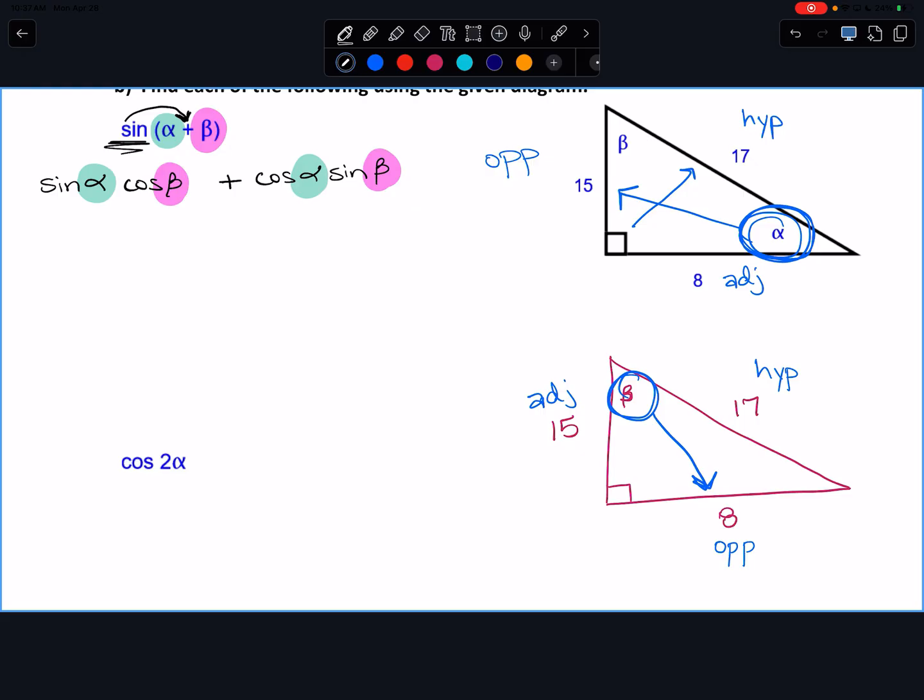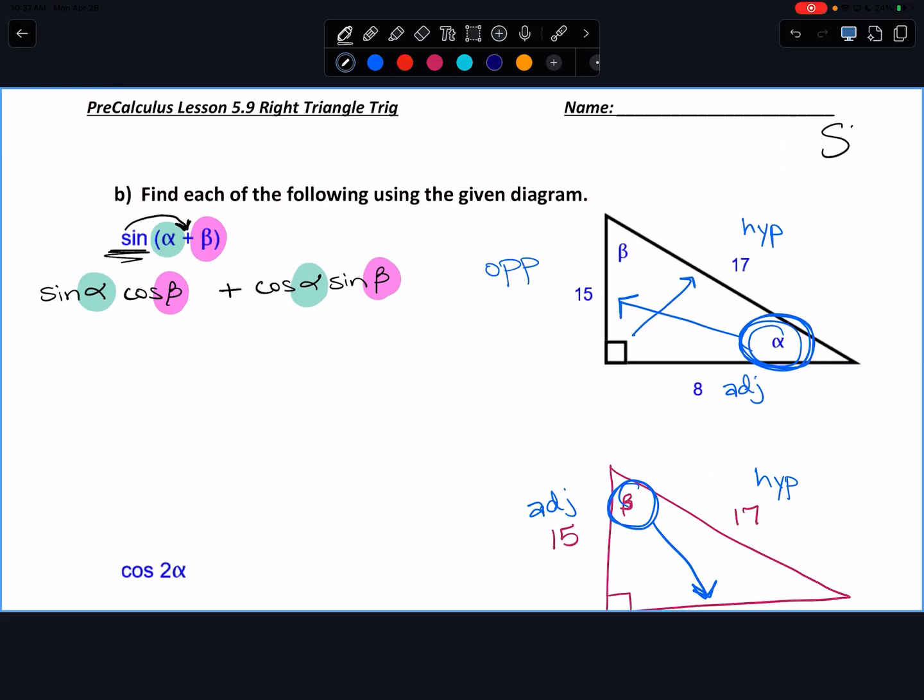Can you tell me what the sine of alpha is? So alpha is up here, right? Sine is equal to what ratio of side lengths? Opposite over hypotenuse. SOHCAHTOA, right? So if I look here, opposite is 15. Hypotenuse is 17.